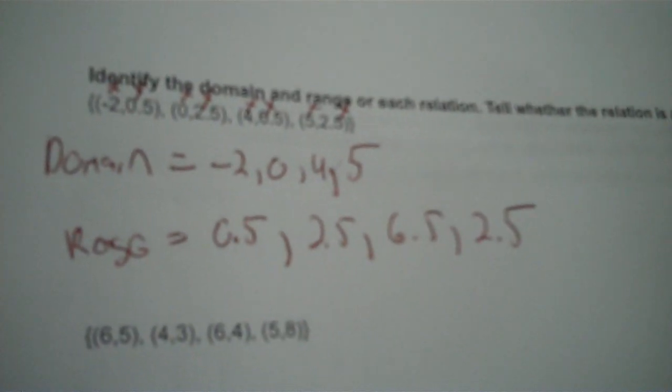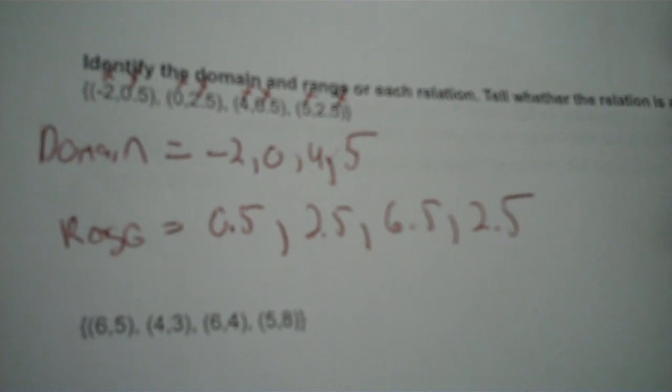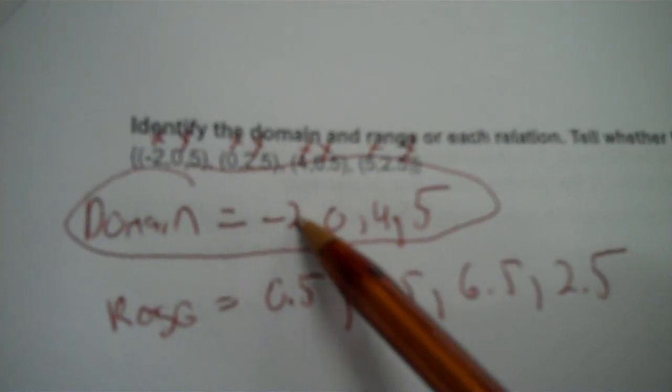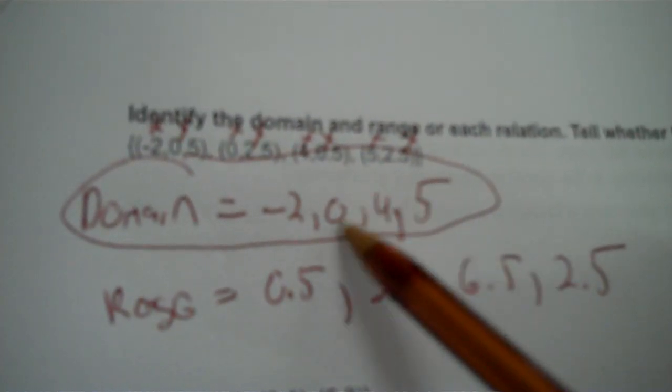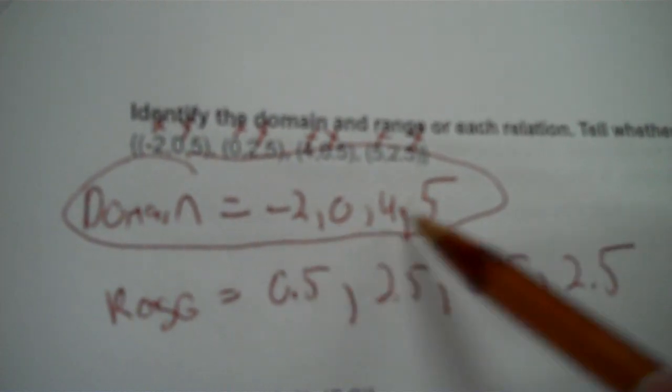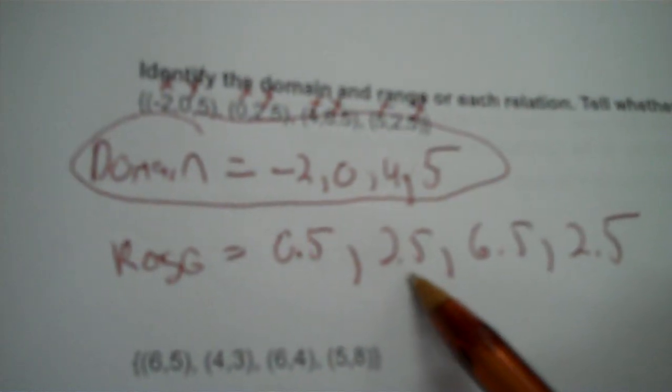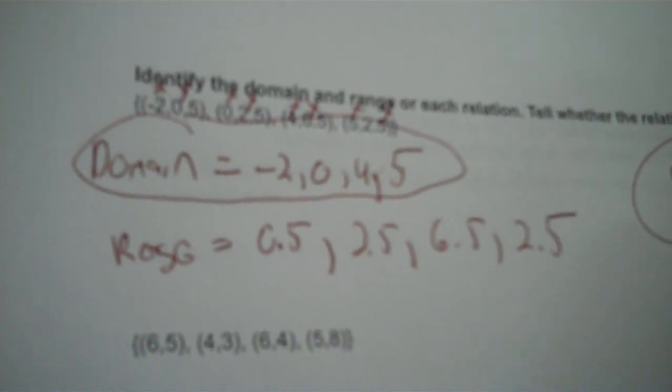Now, here's how you tell whether it's a function. You either write function or not a function. It's all related to the domain. You don't pay any attention to the range. Do any of the numbers repeat themselves in the domain, or are they all just there one time? They're all just there once, so we have a function. I don't care that I have 2.5s in the range. It's all about the domain. I can't emphasize that enough. So domain equals, for the next set of coordinates, range equals.